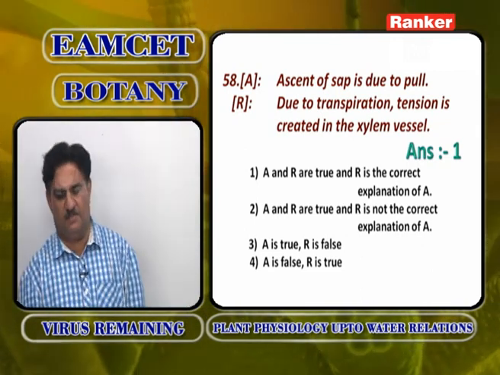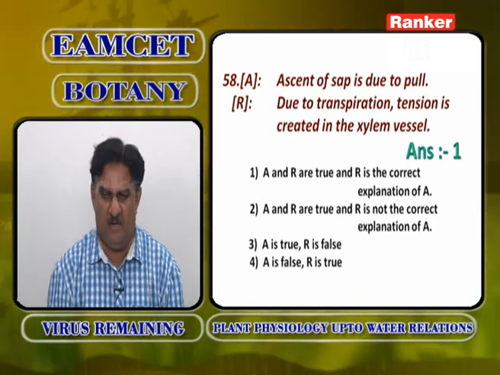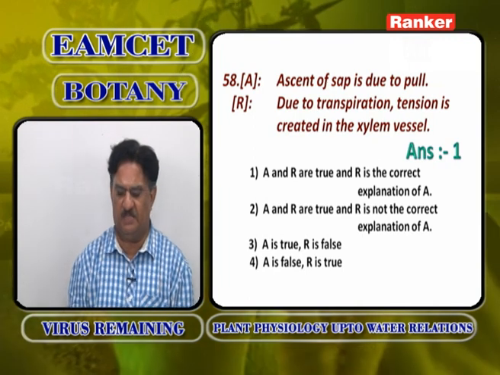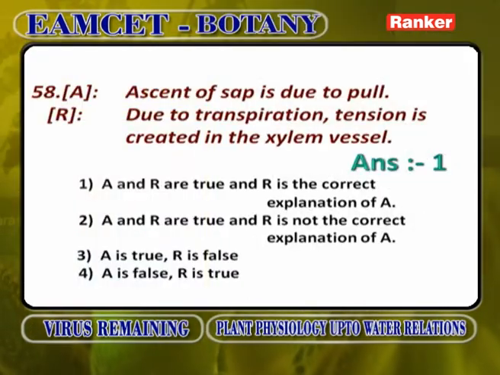Immediately, the plant starts absorbing water. So, ascent of sap is definitely due to pull. And why this pull? Due to transpiration, tension is created in the xylem vessels. That's why this pull occurs. So, A and R are correct. R is the correct explanation of A, first option.